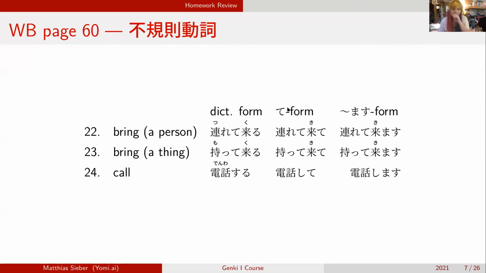The same thing for to bring a thing. It's just that we use motsu here. So we use the te form of motsu, which is motte, motte ku, motte kite, motte kimasu. And then to call, Genki introduced denwa suru, right? Denwa is just telephone. So denwa suru, denwa shite, and denwa shimasu.